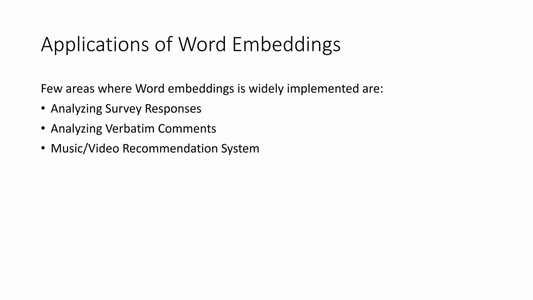So what are the applications of word embeddings? A few areas where word embeddings are widely implemented are analyzing survey responses, analyzing comments, or music or video recommendation systems. So basically, we can analyze the comments in Twitter or FB through word embeddings. Each word in the Twitter comment is taken as a word embedding, and we feed it to the neural network and try to predict. That's how in a lot of areas word embeddings are implemented.